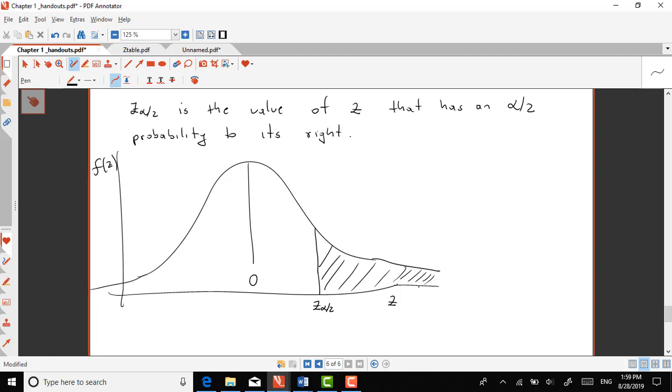Okay, so the probability to the right of z is going to be alpha over 2. So the probability that any value of z is higher than z alpha over 2 is equal to alpha over 2. And z means any value. Everybody understand that? Okay, so that's what z alpha over 2 is.